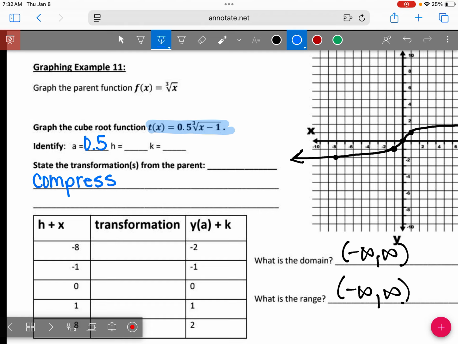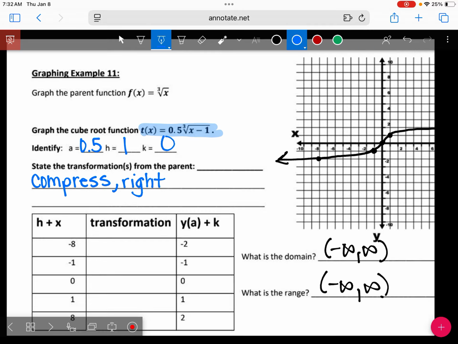Under the roof. Libby, what do you think H is? +1. Good. And what's that going to make it do? Anybody remember? Go to the right one, yep. You said rest. I said compress. Oh, compress. Oh, no, that makes it go right. All right, what about K? Oh, okay. K is 0.